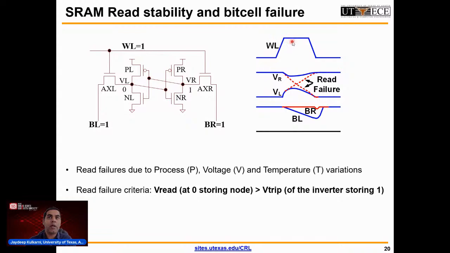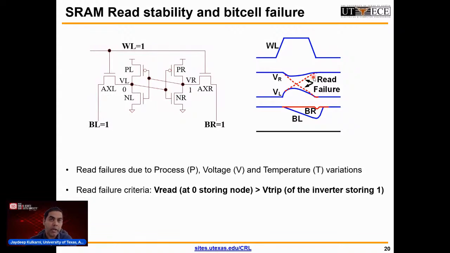When the word line goes high, depending on which side is storing zero, there is a voltage divider action between the access transistor AXL and the pull-down device NL, which is storing a zero. As a result, the zero-storing node goes up, as shown by this blue curve. We call this rise the VREAD voltage. If VREAD increases beyond the trip point, or the switching threshold, of the right-side inverter, which is storing one, that may result in a bit flip event. This phenomenon is called a read failure event.